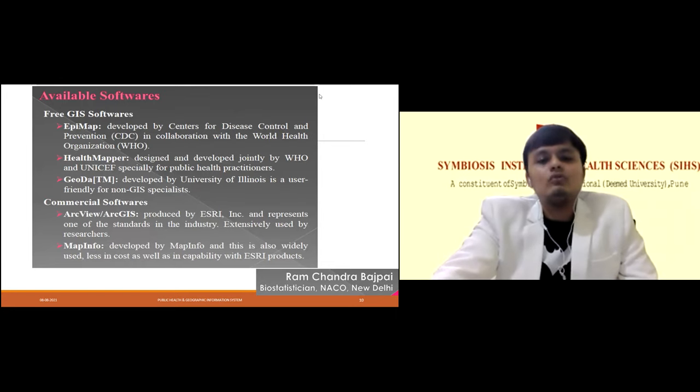It is divided into two categories, free GIS softwares and commercial softwares. In terms of free GIS softwares, there is EpiMap, which is developed by the Centers for Disease Control and Prevention in collaboration with WHO. Then there is HealthMapper and GeoDataDATM. And in terms of commercial softwares, there is ArcView, which is a paid version, and we have to buy the license to use it, and MapInfo.